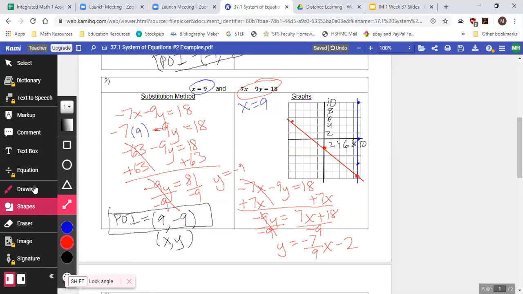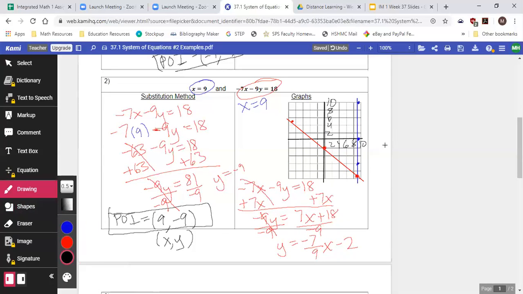And you'll see that the point of intersection is happening right here. And that's at 9, comma, -9. And that matches with what we did with the substitution method. Any questions?